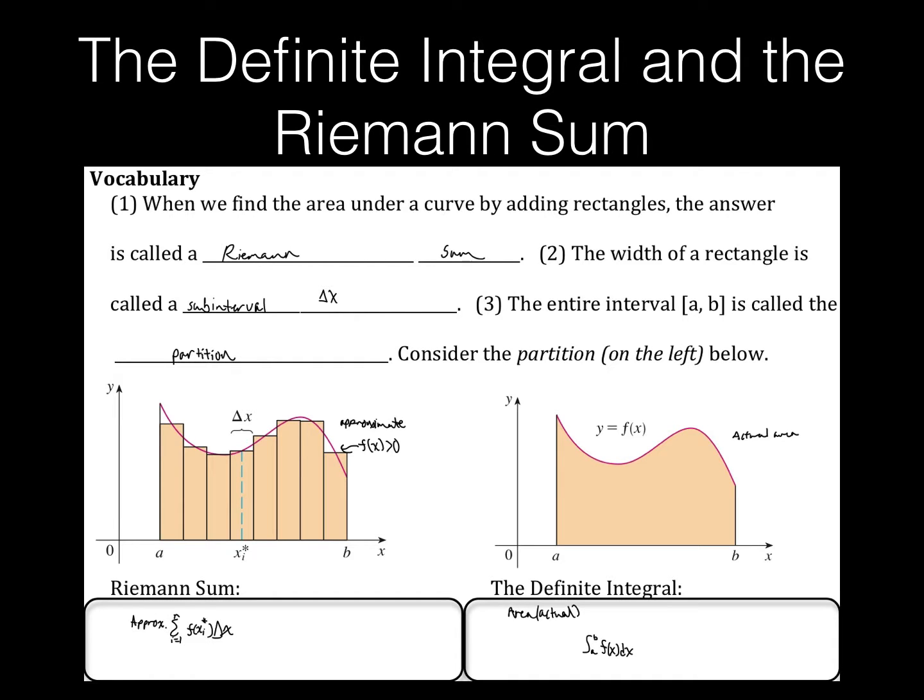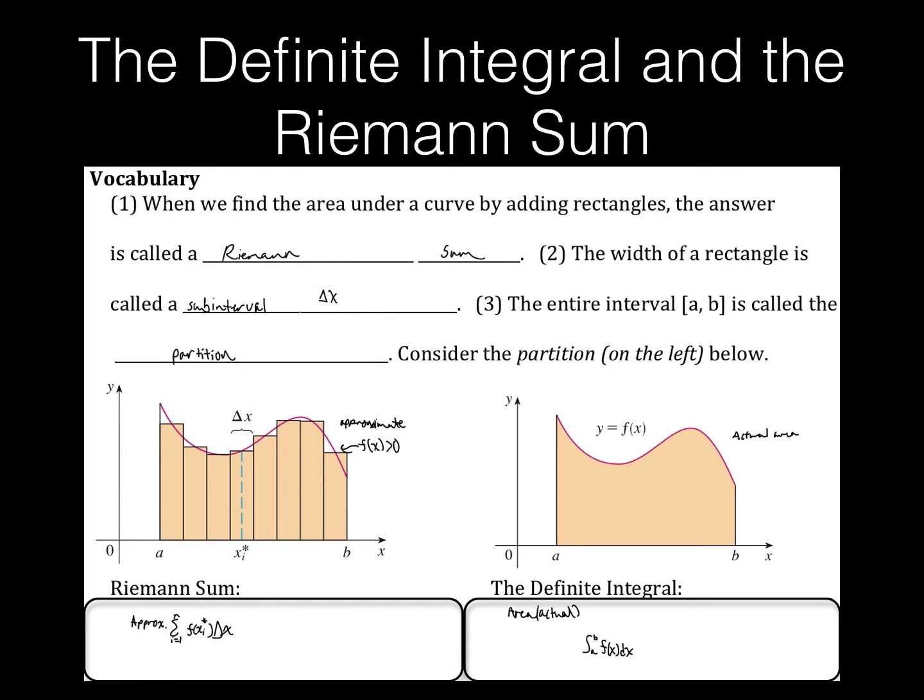So here's the definite integral compared to the Riemann sum. When we find the area under a curve by adding rectangles, the answer is called a Riemann sum. The width of a rectangle is called a subinterval, delta x. The entire interval a to b is called the partition. Consider the partition on the left below. As we can see, the area is divided up into rectangles, and that's what we call the Riemann sum.